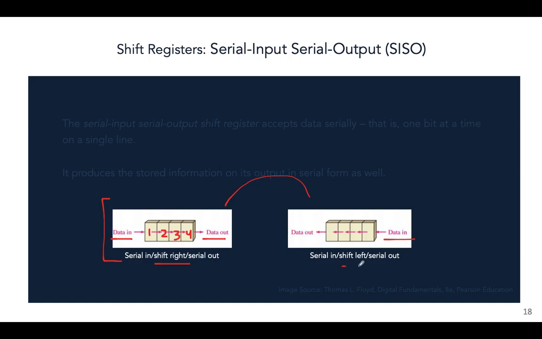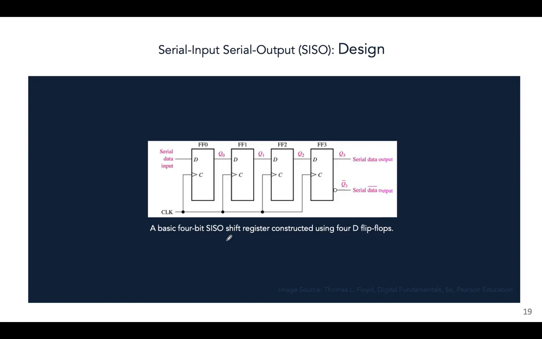In this case, the shifting is left. We have left shift, so each of these flip-flops is shifting the data to the left. This is what essentially SISO registers do. Data comes in serially, one bit at a time. This bit is shifted from one flip-flop to the next, and then finally the data comes out from the other end, also in a serial format.